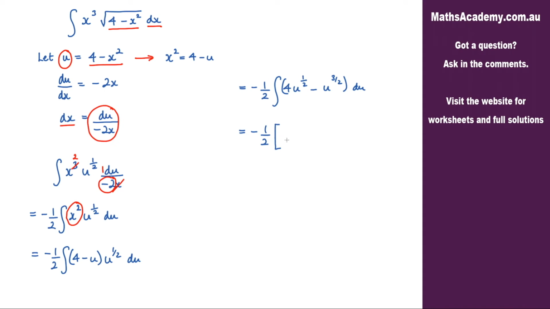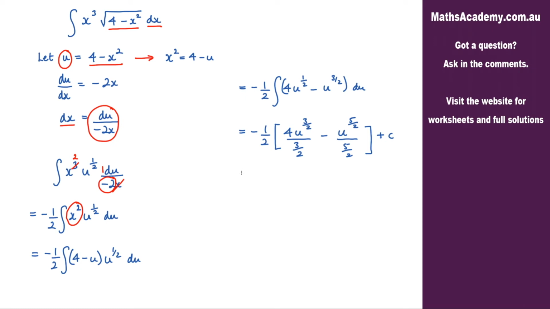Okay, let's do some integration here. We've got 4u to the power of a half, so we need to increase the power by 1 and divide by the new power. So 4u to the power of 3 over 2 divided by 3 over 2 minus increase the power by 1, so u to the 5 over 2 divided by 5 over 2, and then just add on the constant of integration.